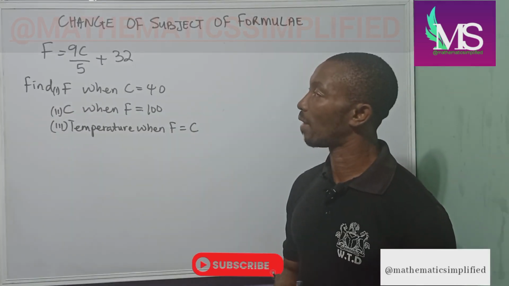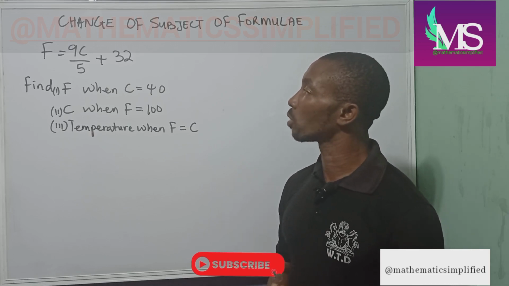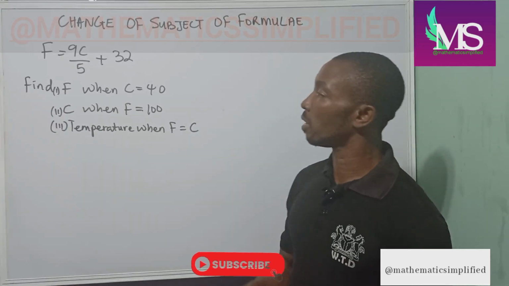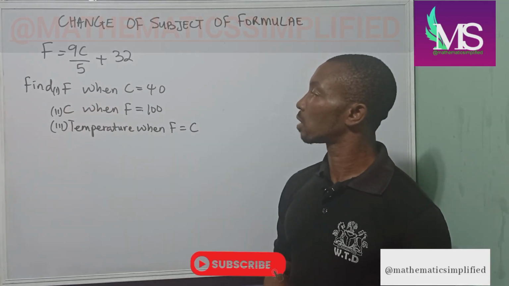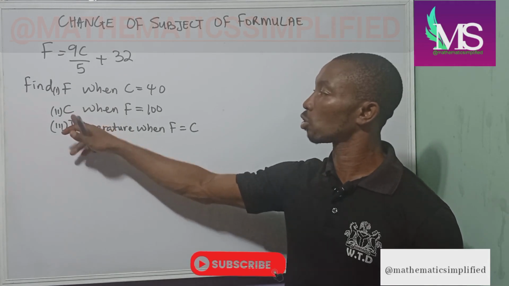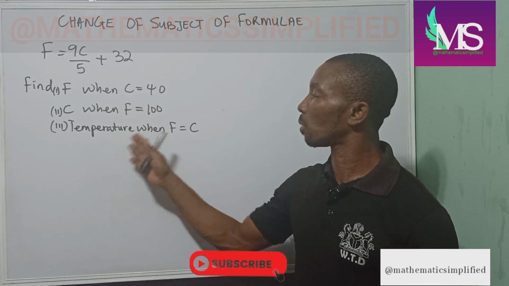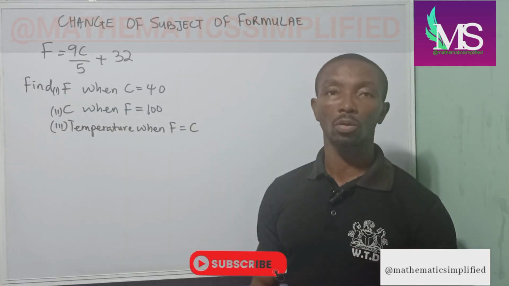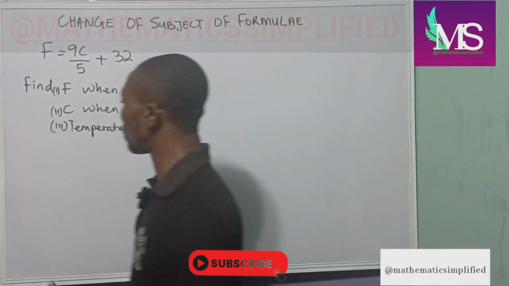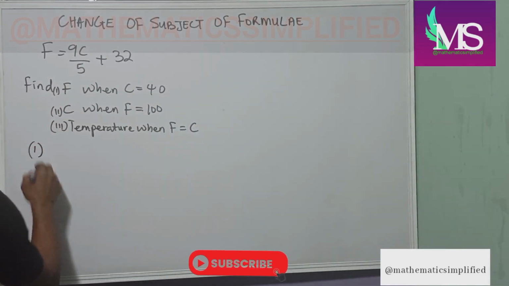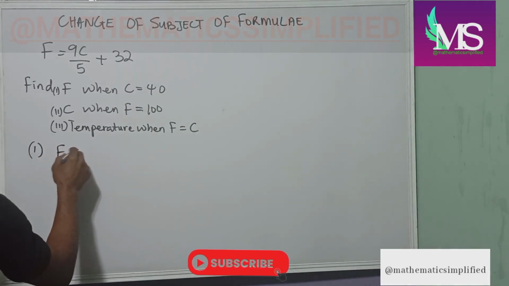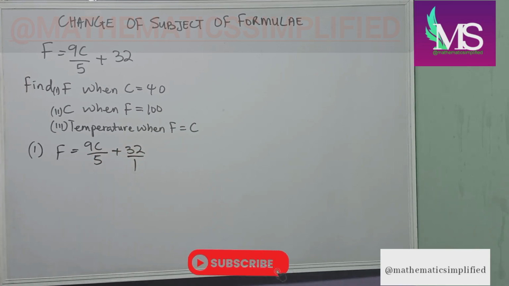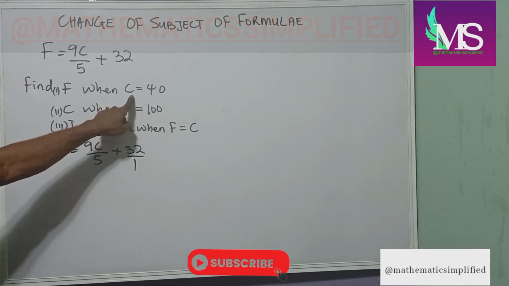Now in this example, we have F, which is Fahrenheit, equals 9 Celsius degree over 5 plus 32. It says we should find our Fahrenheit when Celsius is 40, find Celsius when Fahrenheit is 100, and if the temperature in Fahrenheit equals that in Celsius, then we should find the particular temperature. Alright, looking at question 1, we have F equals 9C over 5 plus 32 over 1. That was the formula we were given. Now they said C is 40.